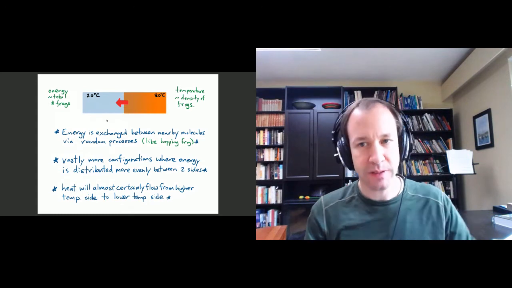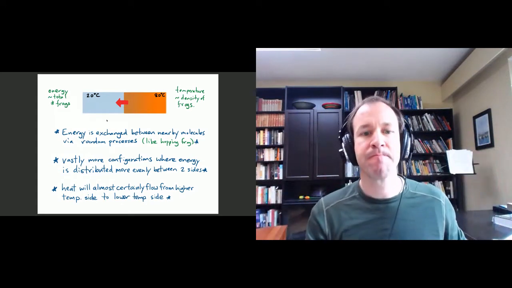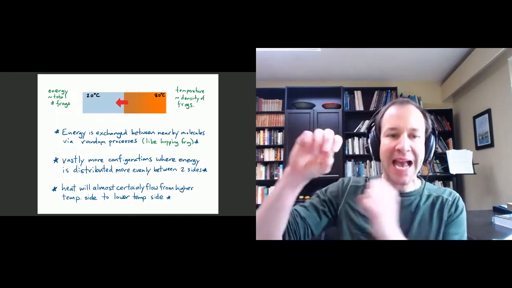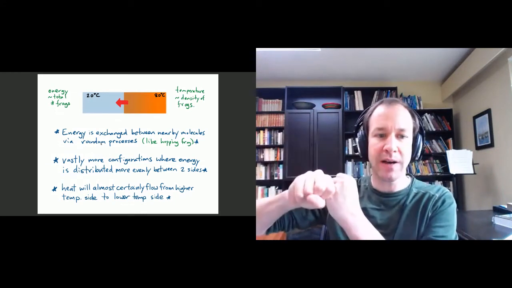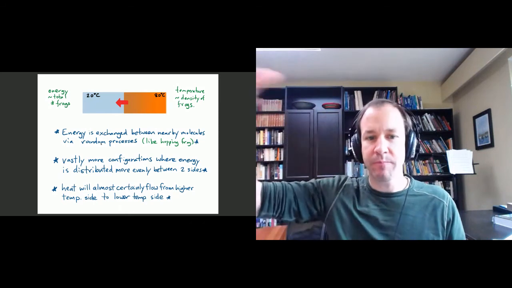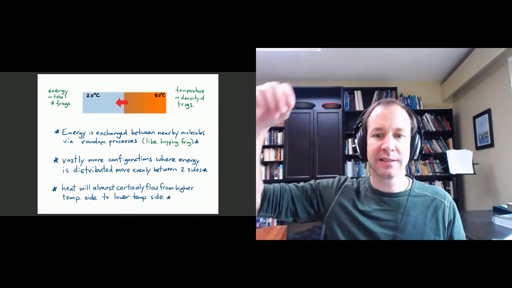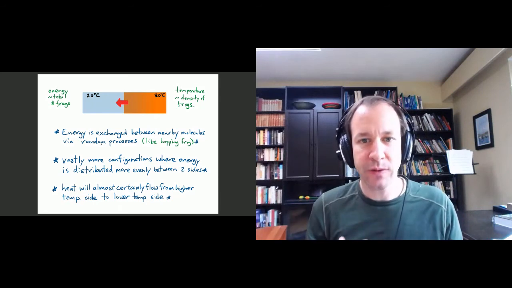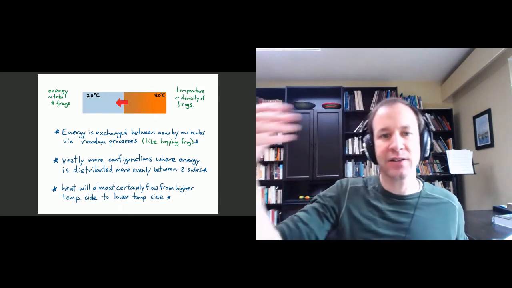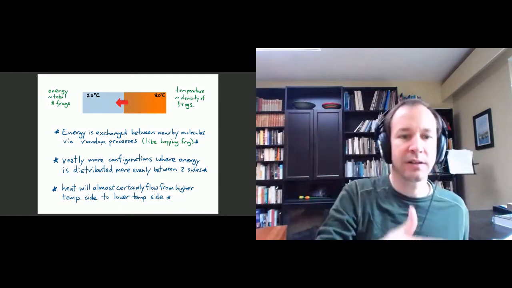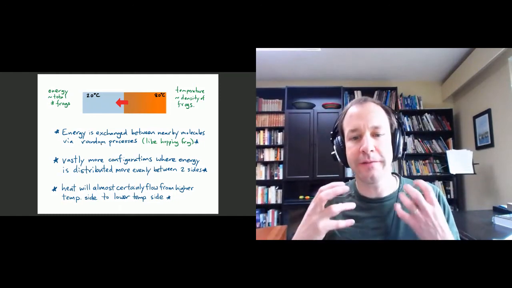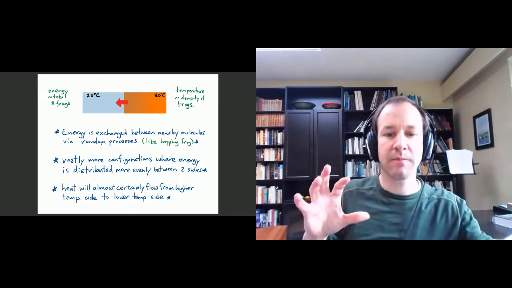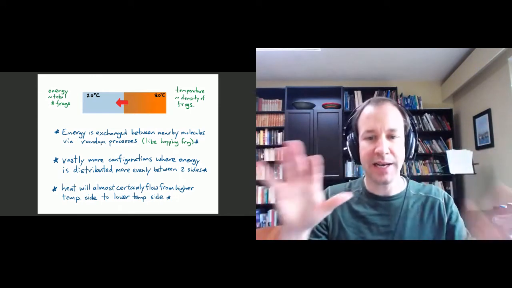Okay. So let me just summarize the argument then. We can say that in a thermodynamic system, energy is exchanged between nearby molecules by some random process. This is like a hopping frog. And then the reason why we see that energy always flows from hot to cold is just that there are vastly more configurations where the energy is distributed more evenly between the two sides.